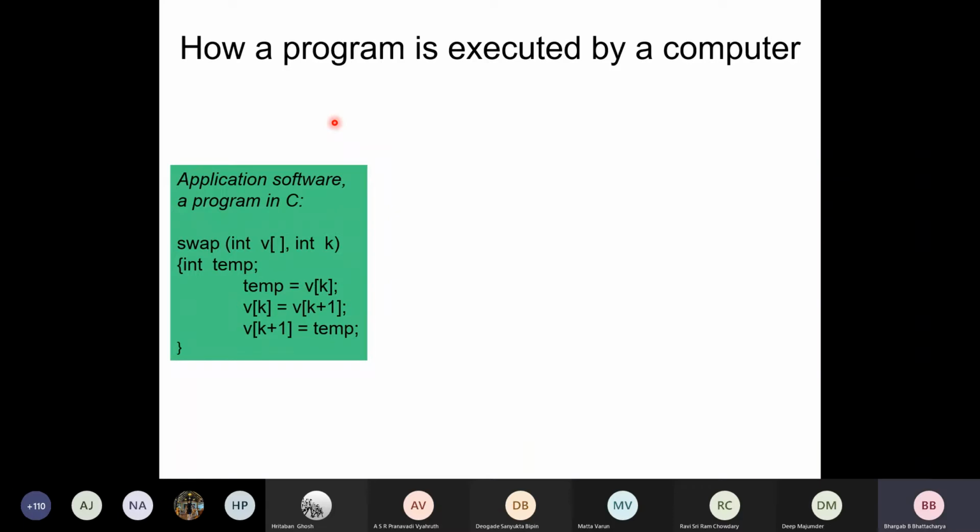Because as you know, computer hardware does not understand anything except strings of zeros and ones. It comprises only gates, flip-flops, circuits, and so on. But as a software engineer, you have written a program. Now you tell me what are the basic steps that you have to go through in order to transform this small piece of software into the executable code.